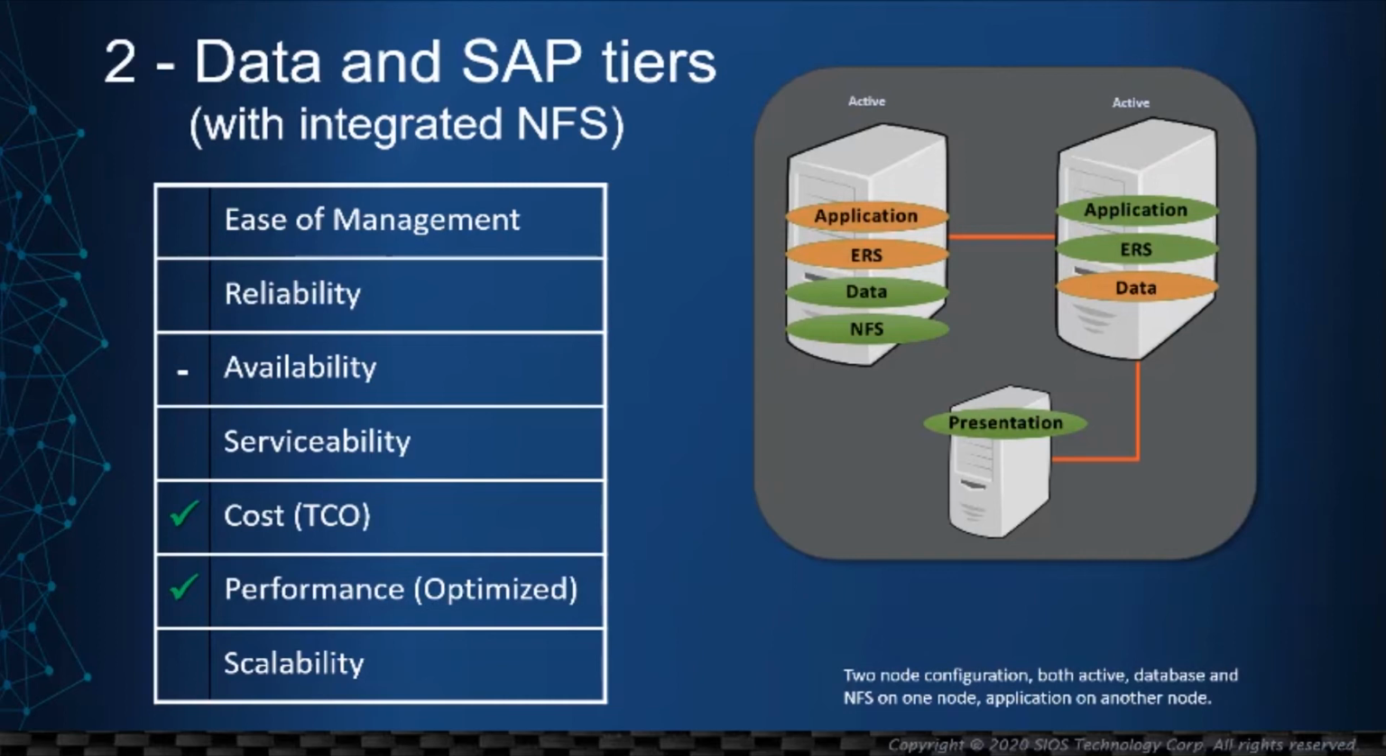The next configuration talks about running our data and SAP tiers whilst integrating our network file system, or NFS. What we have here is an active-active setup where some functions are running from Node 1, in this case NFS and our database, and others from Node 2, our application and on-queue replication service. Each node is a backup for the other in the case of a node failure, so there is some accommodation for availability here. However, there is no backup function for NFS on Node 2, so if Node 1 were to fail, we would lose NFS in this configuration.